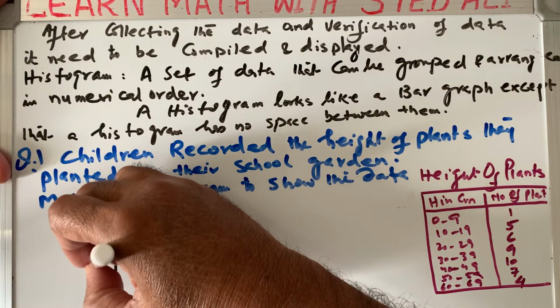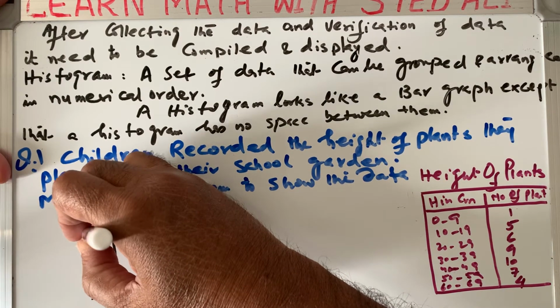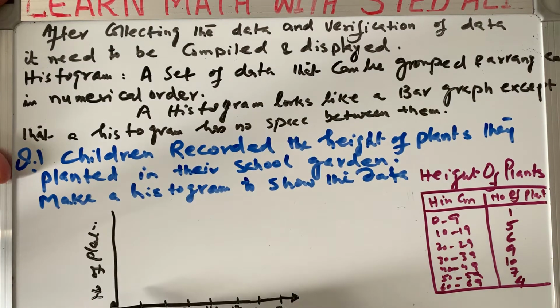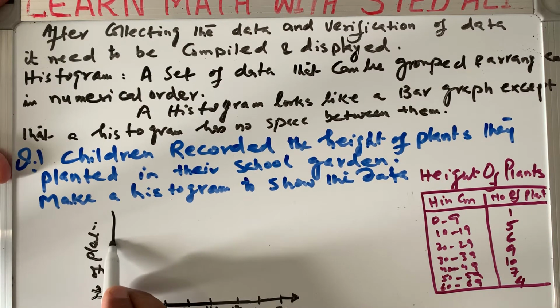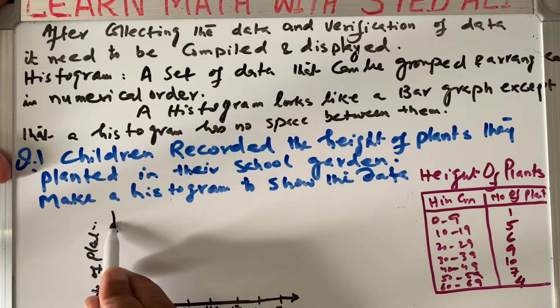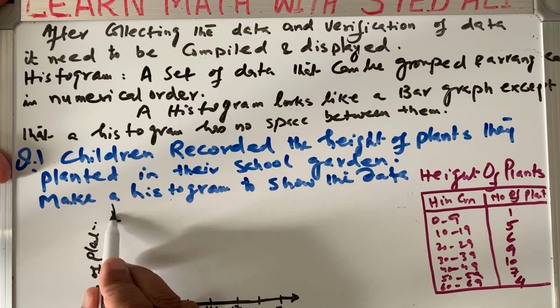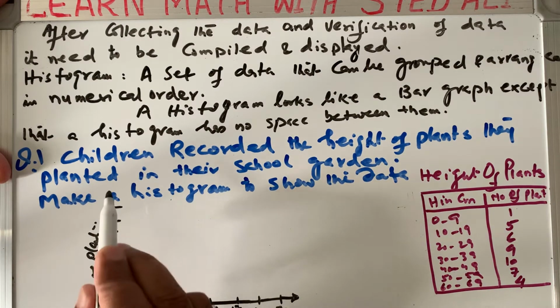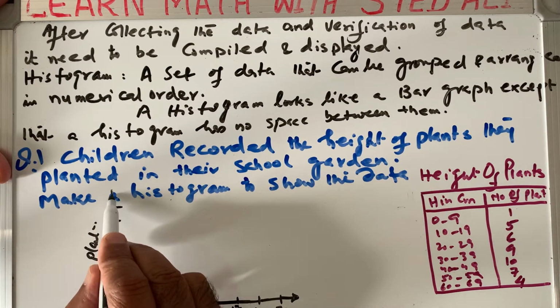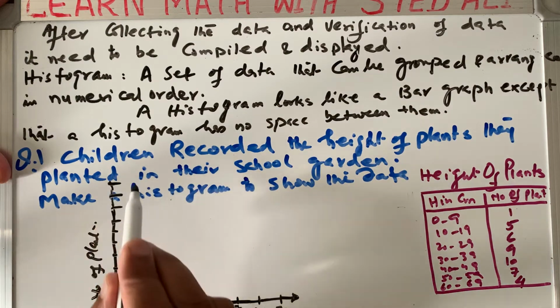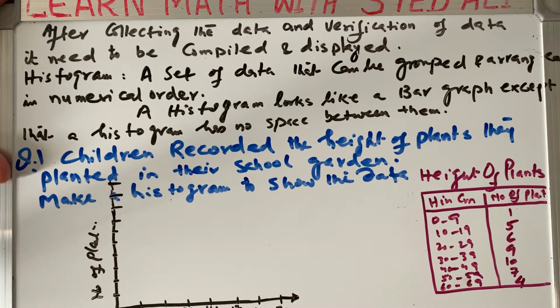Number of plants they planted. So we can have 1, 2, 3, 4, 5, 6, 7, 8. So I have to go to 9 and 10, right? Up to 10 because my data goes to 10. So now we have to plot the histogram.